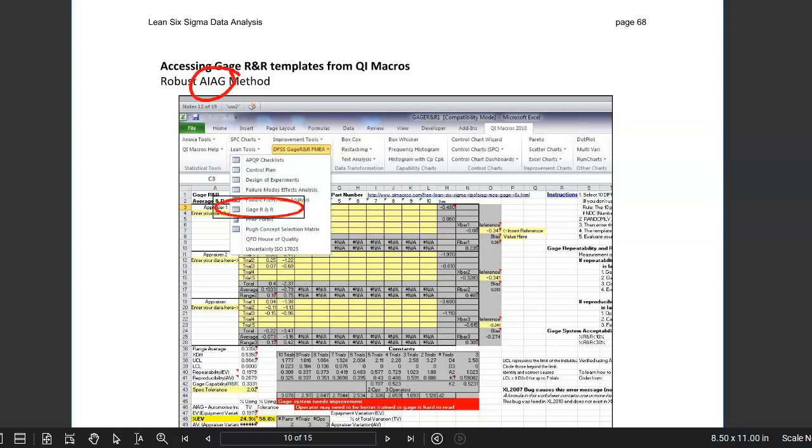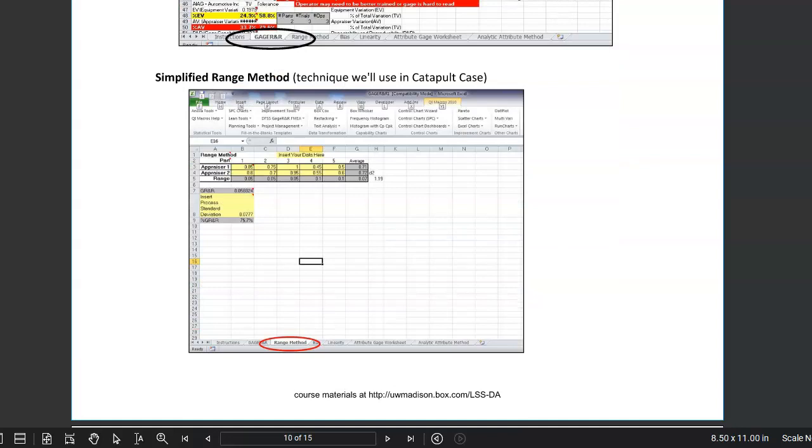Gage R&R templates aren't from QI Macros directly. They're actually from a professional association, the AIAG, the Automotive Industry Action Group, and are accessible on the web. In addition to accessing them directly through QI Macros, we've got the formalized one located right here that I'll walk you through in a separate video, how to read and interpret the results. It's not the only way to run a Gage R&R study. There are also simplified methods for doing a Gage R&R study. This will be the approach that we use in some of the casework that we work on in our catapult case, but a much simpler way.